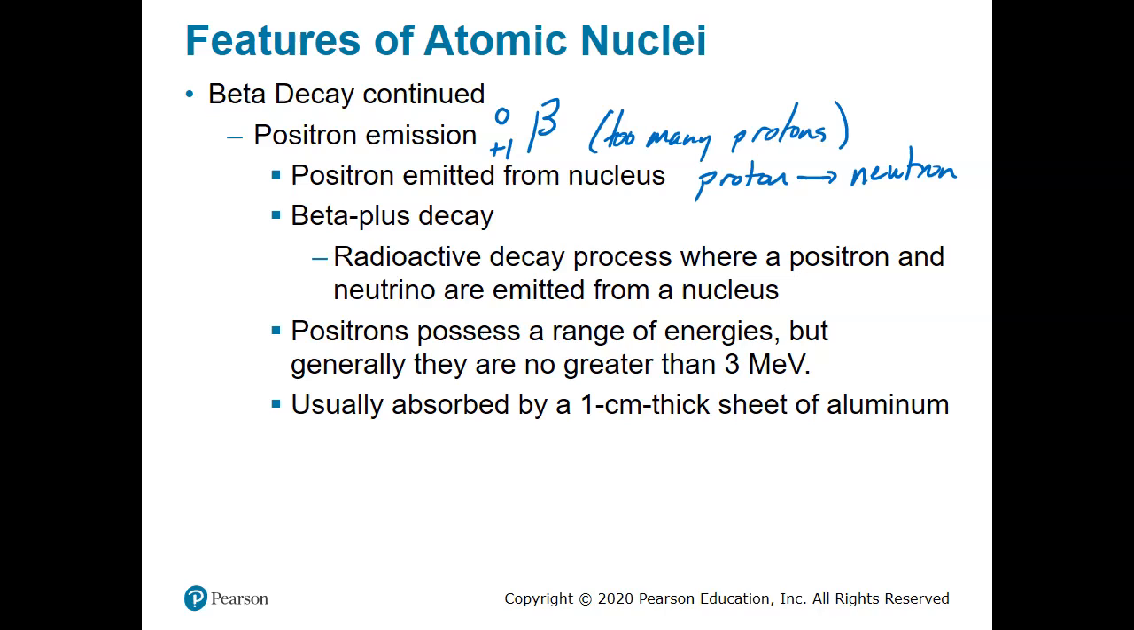It'll penetrate your clothing. It'll penetrate your skin. It'll penetrate pieces of paper. But if we introduce something with moderate density, such as a 1 centimeter thick aluminum sheet, that is enough density to block beta particles.